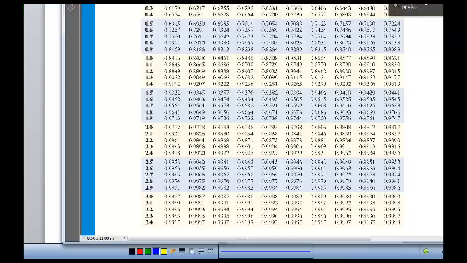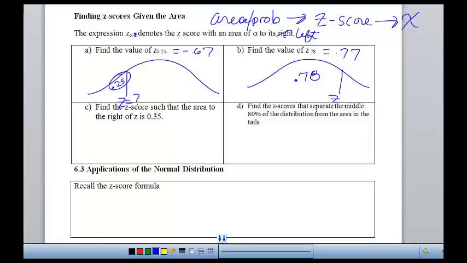Alrighty. The next example is for an area such that it says find the z-score such that the area to the right of z is 0.35. Okay, so that looks like z, I'm going to put it over here because we want the area to the right to be 0.35. Well, what do you think I'm going to do so that I can use my table?